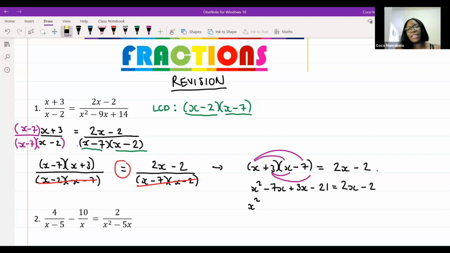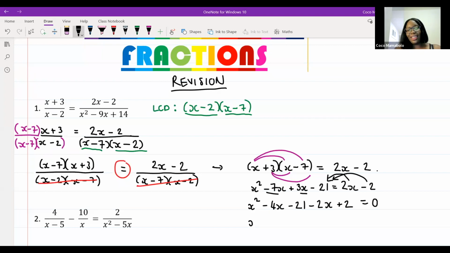Okay, and Samkela says, do we now group the like terms? Yes, we do. I'm going to get negative 7x plus 3x is minus 4x minus 21. And then I'm going to take the 2x and bring it over the equal sign, and the negative 2, I'm going to bring them both over the equal sign. So I'm going to get minus 2x plus 2 is equal to 0. We're going to get a brain break, I promise.